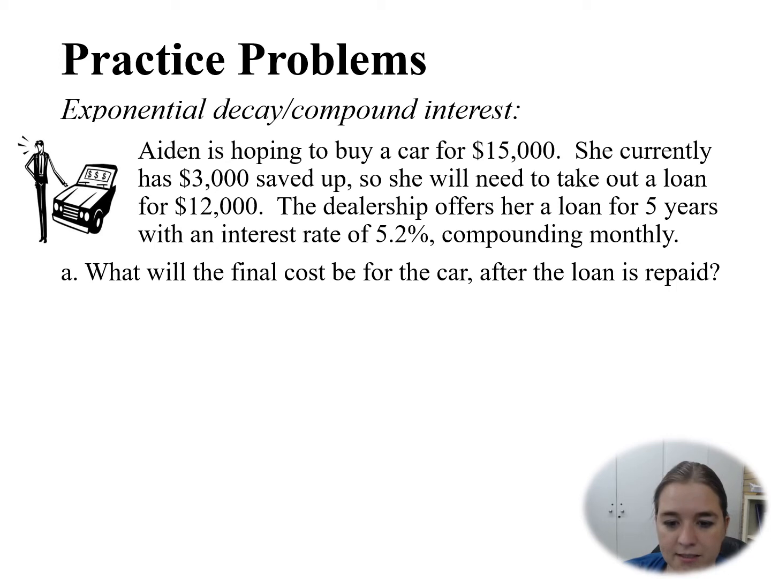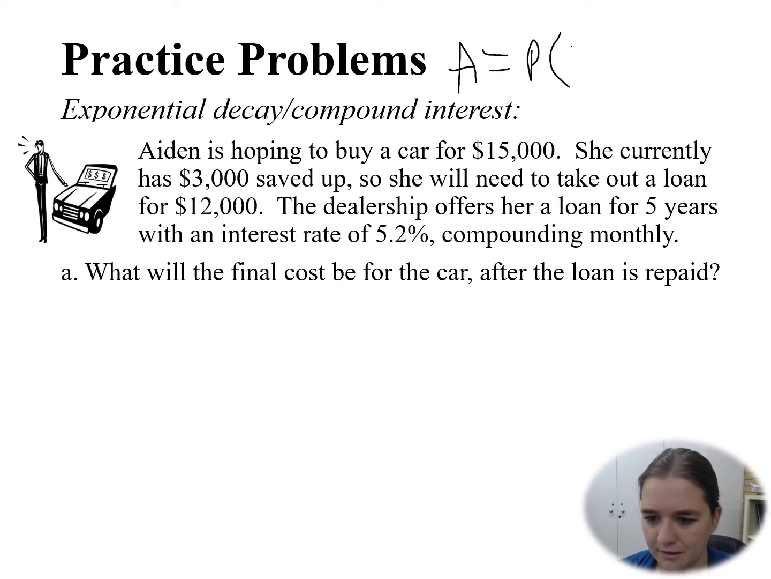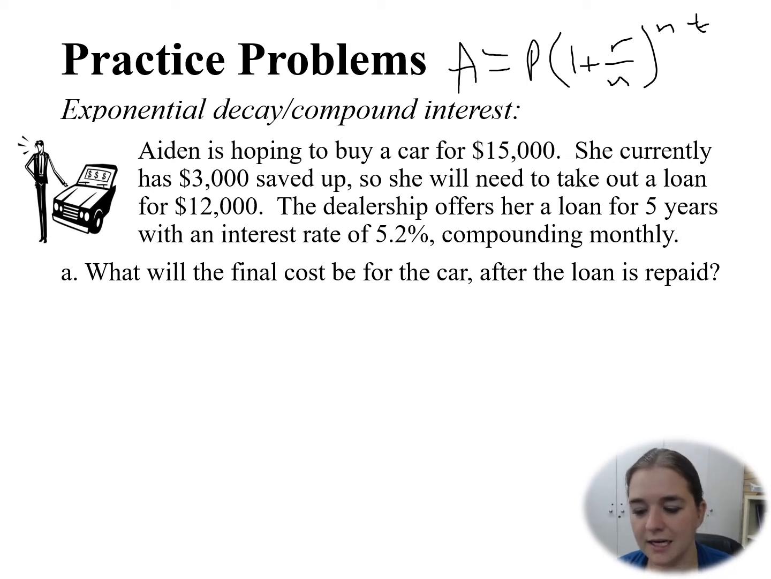So the first thing I need to do is figure out how much the loan is going to cost. Well, then I'm going to think about that other equation, my compound interest equation, which looks like the amount at the end is equal to the principal times 1 plus the rate divided by the number of times it compounds each year, to the power of the number of times it compounds each year times the number of years. So if I look at the information that I'm given, we're going to pause here. We'll come back to this.